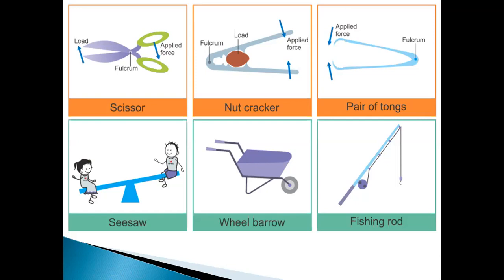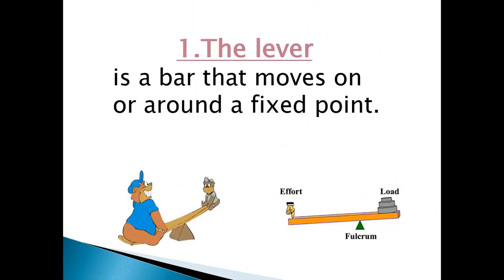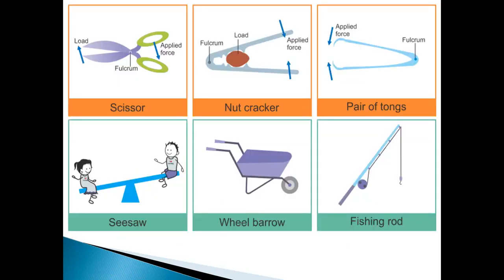What does it mean by simple machines? And we said that simple machines, they are 6 types. The first type, it's called the lever. And the lever has many examples in our daily life, like the scissors, the seesaw, the nutcracker, the wheelbarrow, the pair of tongs, and fishing rods. All of those examples, they are examples of the lever.